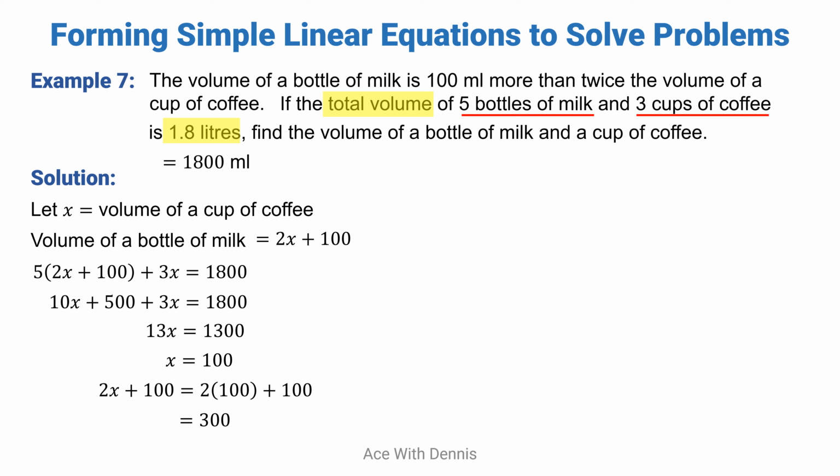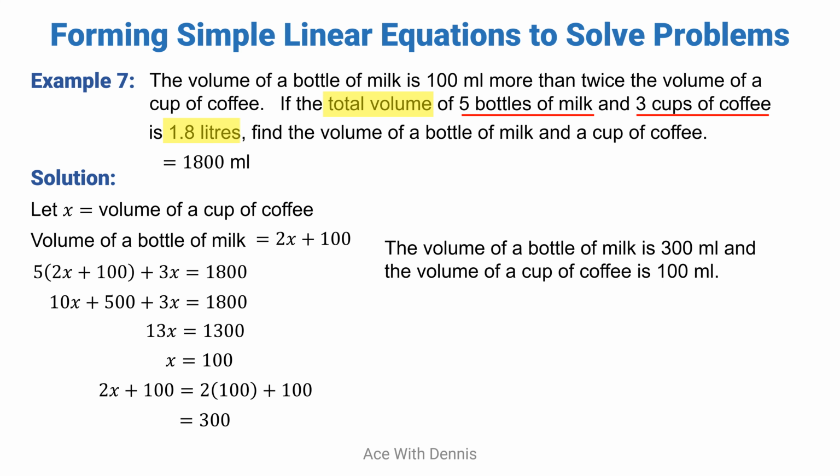Alright, so now we can write down the answer statement. The volume of a bottle of milk is 300 ml, and the volume of a cup of coffee is 100 ml. Okay, so don't forget to check the answer. So we want to find the sum. So 5 times 300 plus 3 times 100, because 5 bottles of milk and 3 cups of coffee, will give us 1800. Hence, the answer is correct.